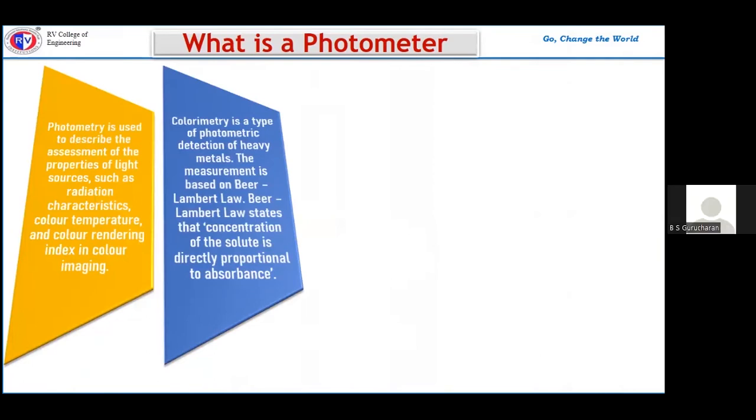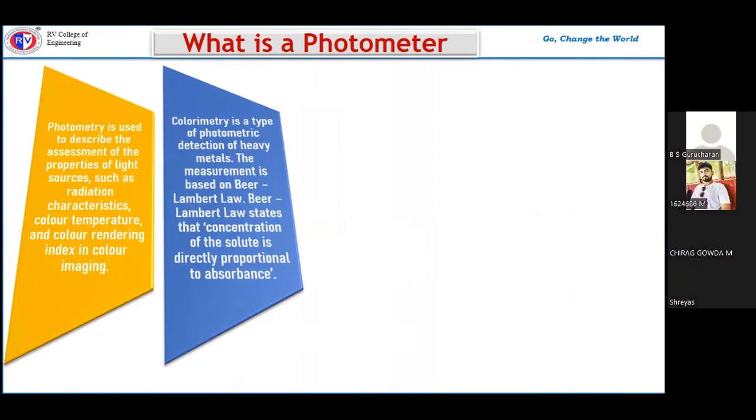Colorimetry is a branch of photometric principles that is useful for the determination of heavy metals. As the name suggests, colorimetry is based on the color that the heavy metal forms with chromogenic agents. A chromogenic agent is basically a chemical that, when mixed with the heavy metal, forms a colored solution of the respective heavy metal. This colorimetry is based on Beer-Lambert's law, which states that the concentration of the solute is directly proportional to the absorbance.